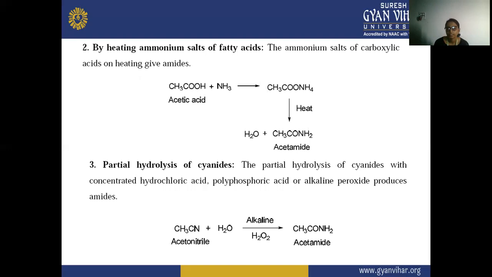So from the acetic acid plus ammonia, this ammonium salt of carboxylic acid is formed, as NH3 gets attached to the acetic acid, which on heating gives your acetamide plus water molecule. So acetamide, CH3CONH2, is formed here, plus the water molecule.